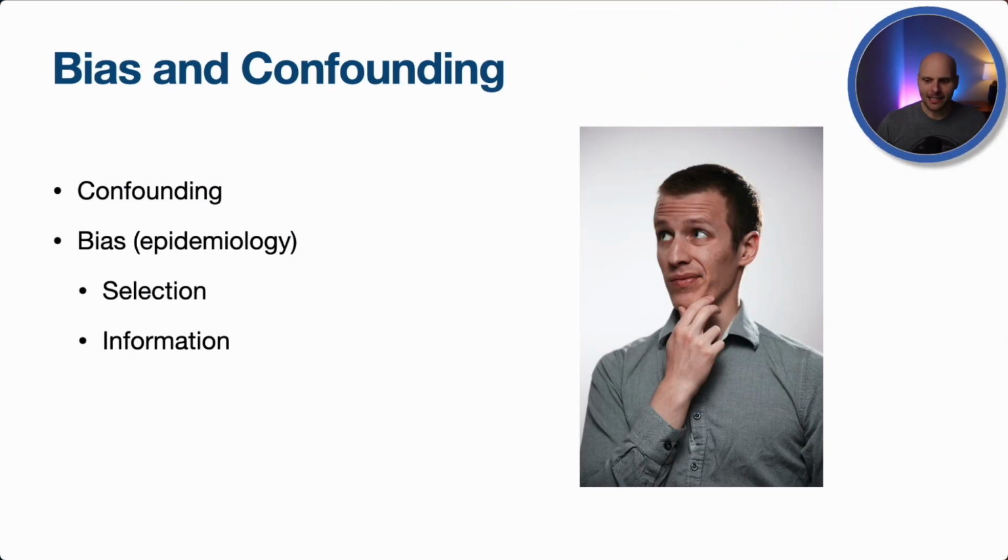And bias piggybacks with that, but it's a little different. Bias is a systematic error that results in an inaccurate estimate of the association between disease and exposure. So once again, a systematic error, something that's happening that is affecting our results that we don't know is happening. Obviously, very rarely is someone purposely doing something biased. It's not the intention of science, but a lot of times you have something happening we don't know about. There are two main types: selection and information bias.